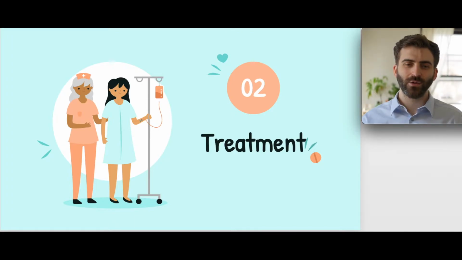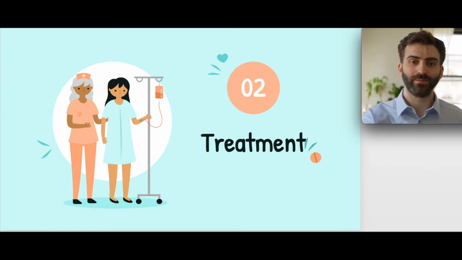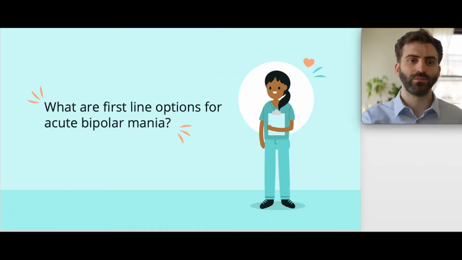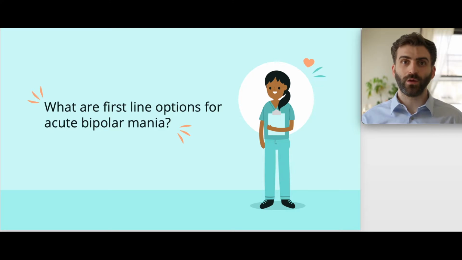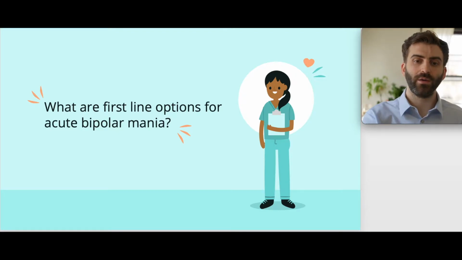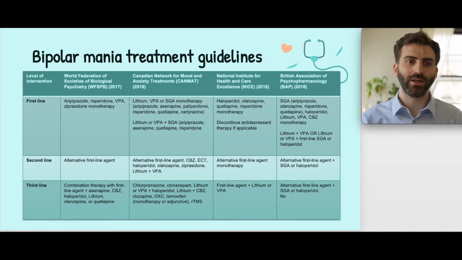Now let's go into the second major section of the presentation, which is treatment. First, I wanted to start with a question. So think about the answer to this: what are first-line options for acute bipolar mania? Again, feel free to pause, think about it, and we'll go into some of those options right now.